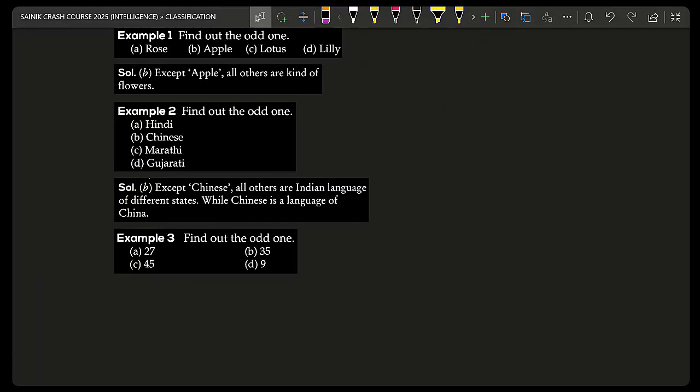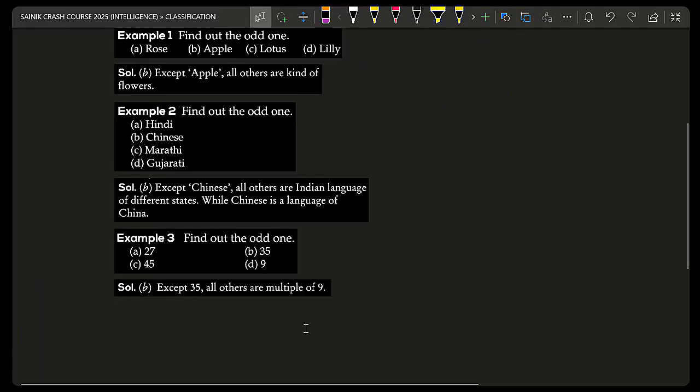I received maximum amount of votes for option B. The reason is this: except 35, all the others are multiples of 9. 27 is a multiple of 9, 45 is a multiple of 9, and 9 is also a multiple of 9, but 35 is not a multiple of 9. So you got this answer. So majority of the class got the correct answer.